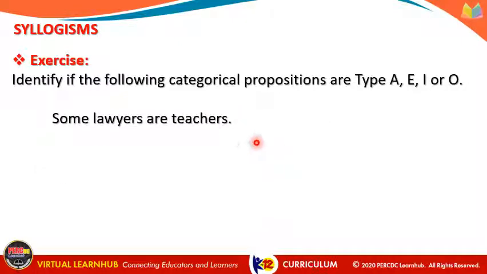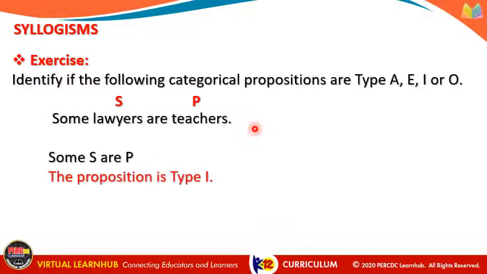Lastly, some lawyers are teachers. Subject is lawyers. Predicate is teachers. Thus, what we have is a proposition that follows the some S are P format. What we have is a type I proposition. I hope that from the previous propositions, we are able to learn how to identify the type of categorical proposition. Kindly master how to identify the type of proposition since we will be using them later in the next videos.